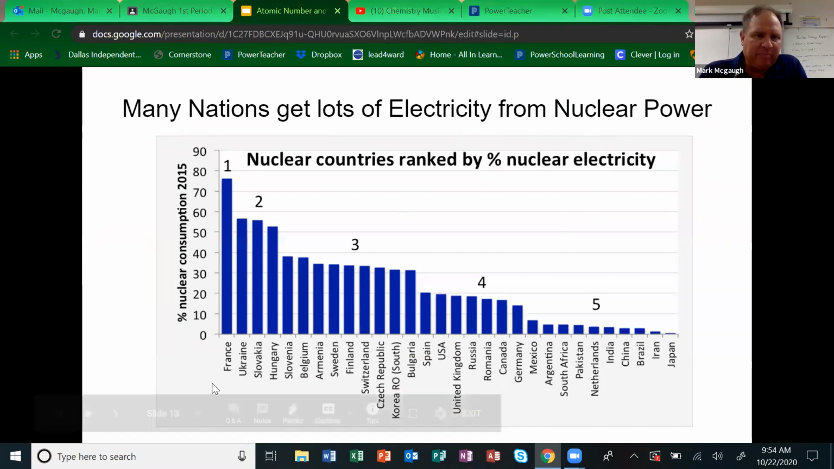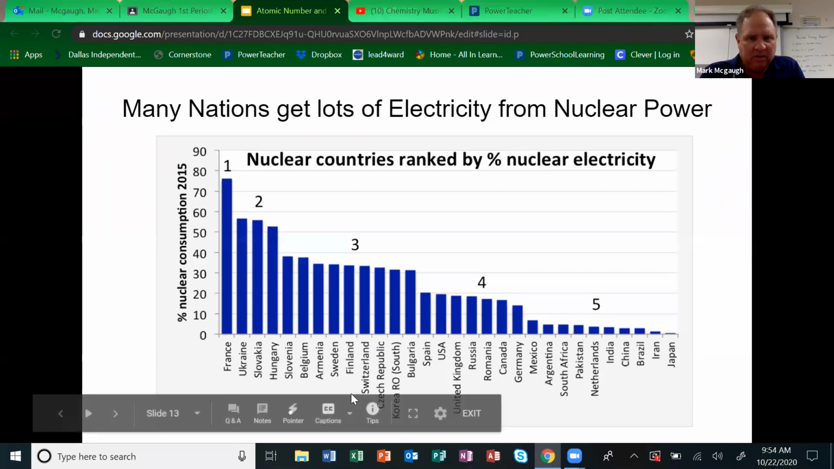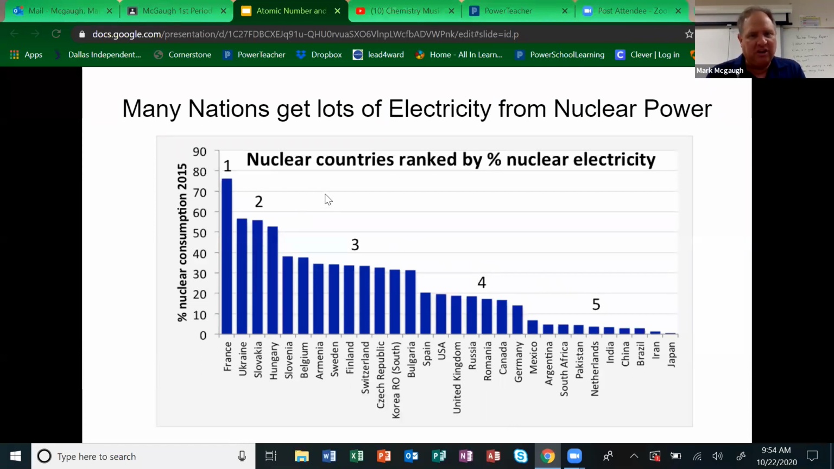All right. France is leading the world. They get almost 80% of their electricity from nuclear power. South Korea gets over 30%. USA, a little less than 20%. But you can see there are some countries that are getting most of their electricity from nuclear power. So it is being used, and it's becoming more common.